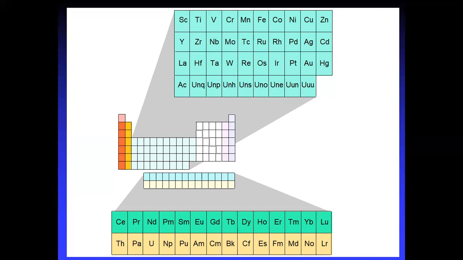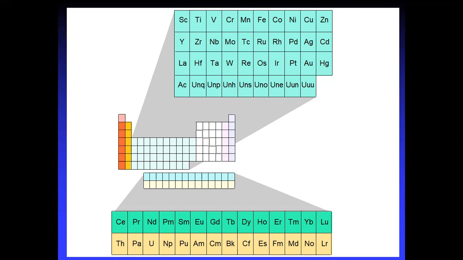The 14 elements between lanthanum and hafnium involve the 4f orbitals and are called the inner transition elements, and these do not belong to the series. That is, they don't belong to the 5d series. They are the inner transition elements, that is, the f-block elements.